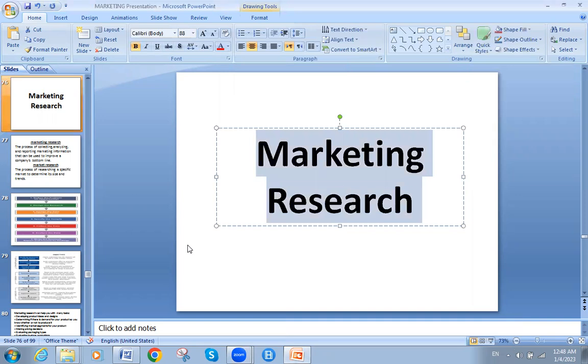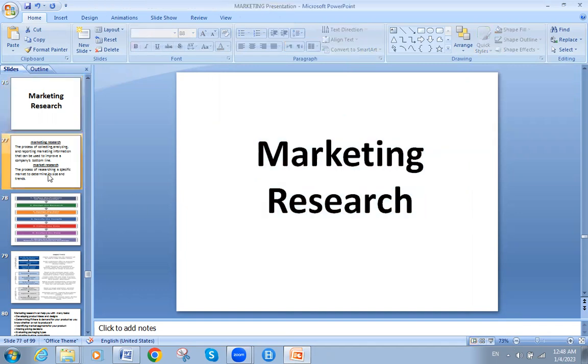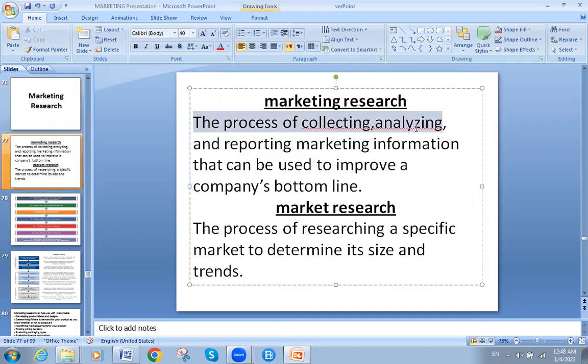Usually, we use marketing research to collect ideas about the product, have feedback about the product and how it's working, so that we can make any adjustments on the product itself in a recent time. So marketing research is the process of collecting, analyzing, and reporting marketing information that can be used to improve a company's bottom line.